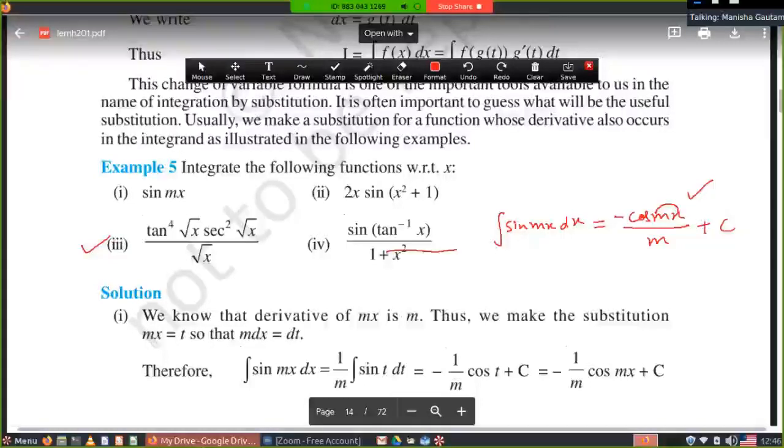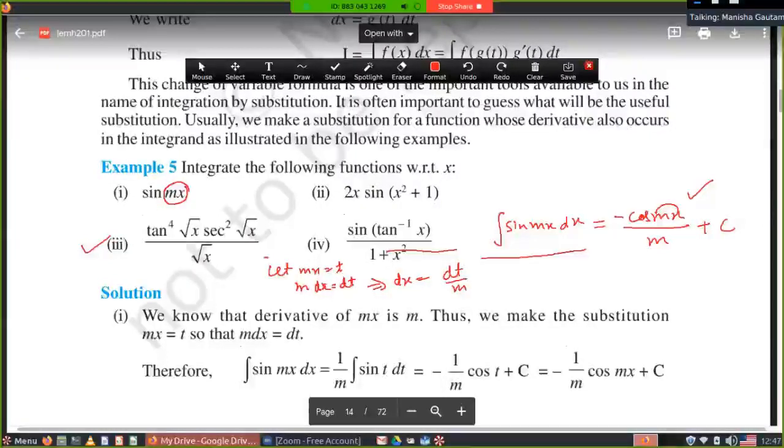If we do it by the substitution method, what does it mean? In the standard form, you have to convert this mx into the standard form. Put mx equal to another variable. Suppose that is t. Let mx equal t. And differentiate this substitution. m is a constant. Differentiating with respect to x, dx becomes dt. What you are getting is the value of dx, that is dt upon m.